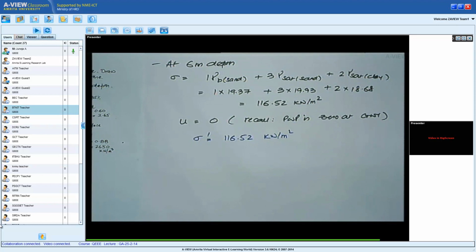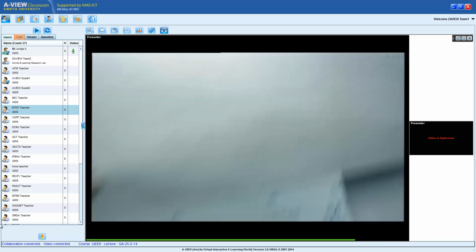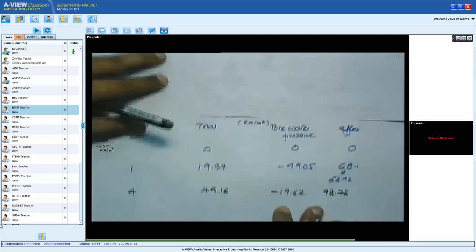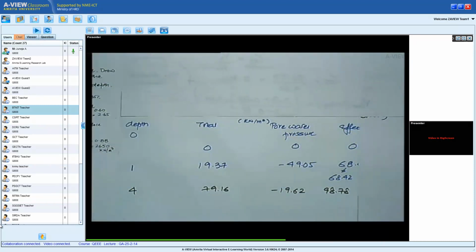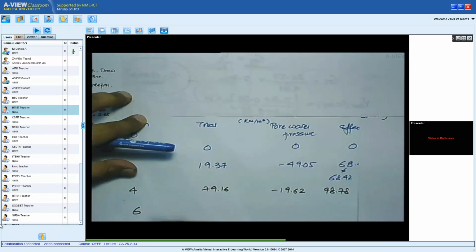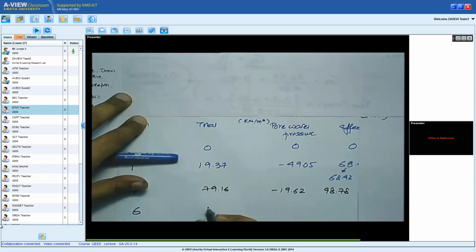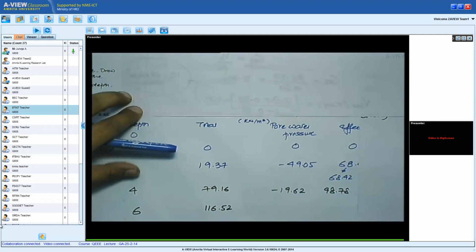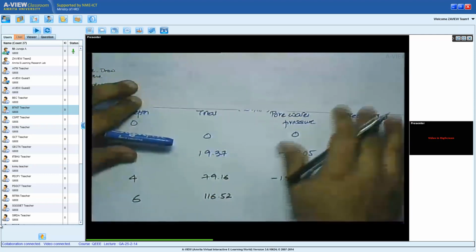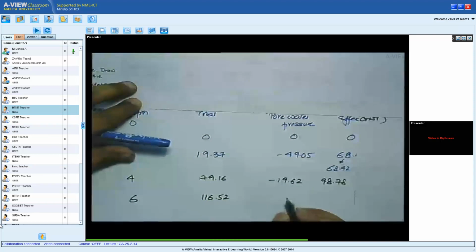Let me write this on my wonderful sheet. That's my paper over there, and I'll still use my black pen. So we are at 6 meters. At 6 meters, total stress is 116.52. Okay. Your pore water pressure is 0 and effective stress is 116.52.